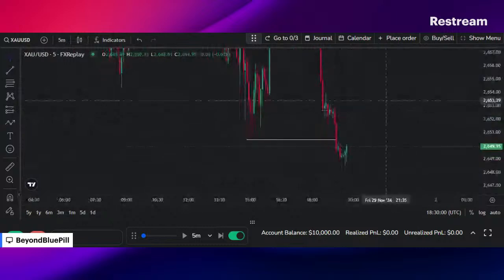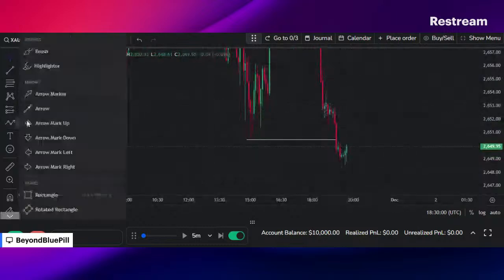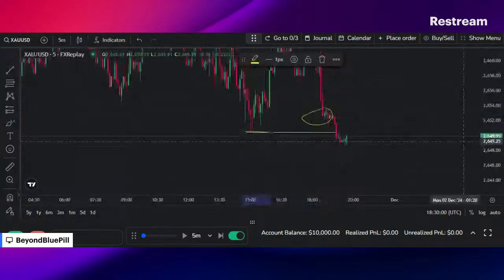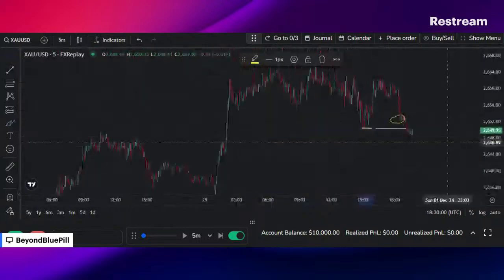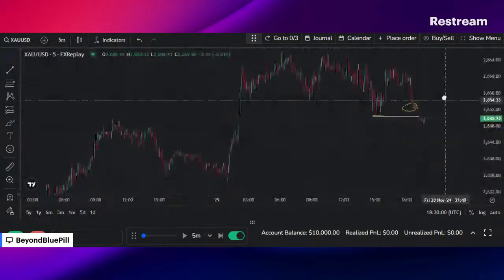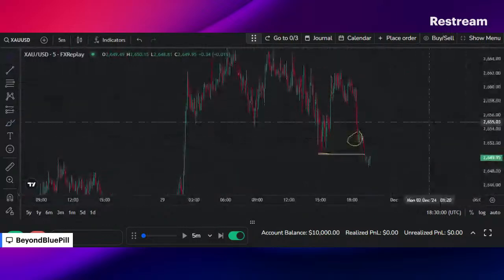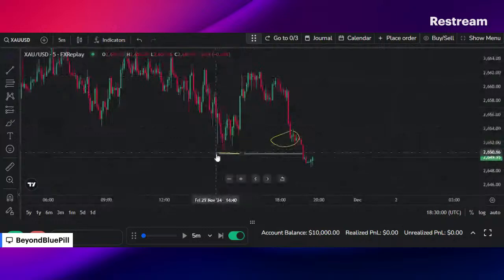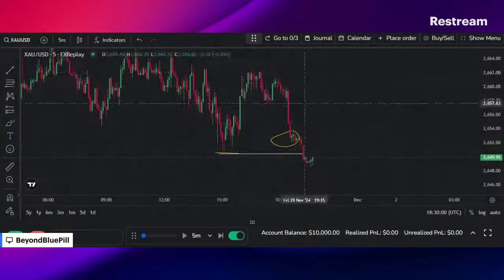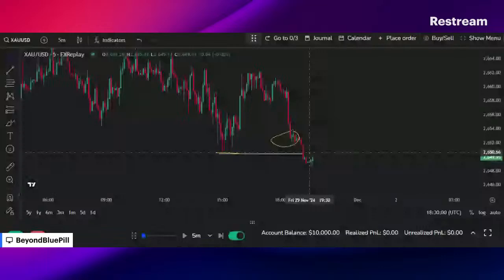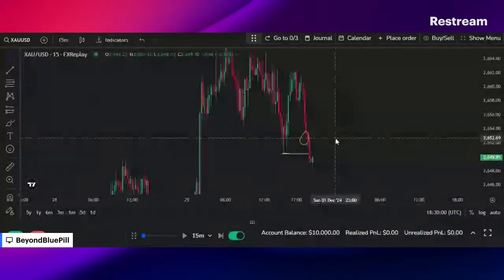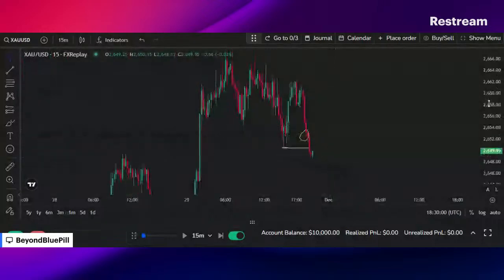If we go at 1 minute, we had this SMDR. We had this SMDR that brought us down. 5 minute, we had a trade above. Trade below this is okay. Let me go 15.